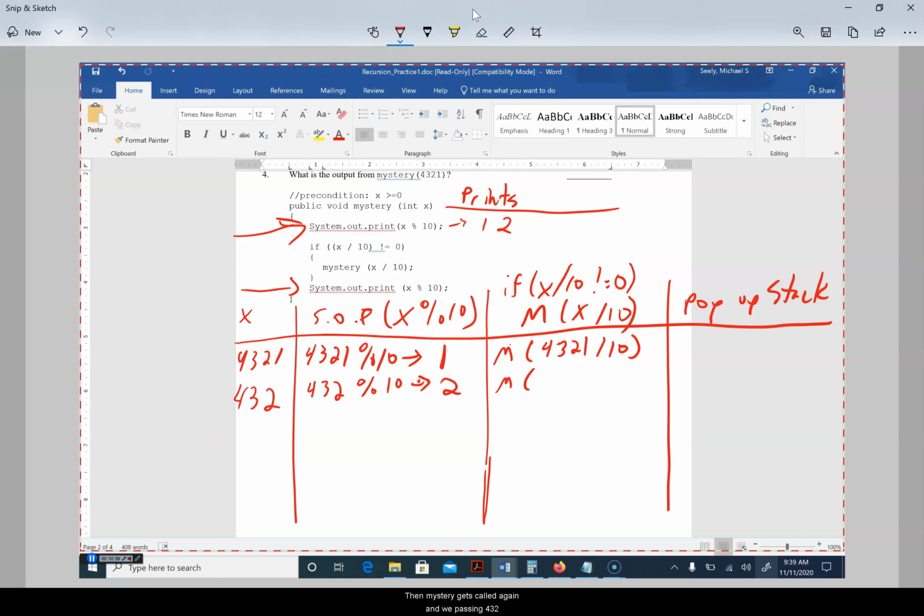And then mystery gets called again, and we pass in 432 divided by 10, which gives us 43. 43 modulus 10 gives us, it goes in 4 times with a remainder of 3. So it prints 3 now. And then M calls 43 divided by 10. 43 divided by 10 is what, 4?